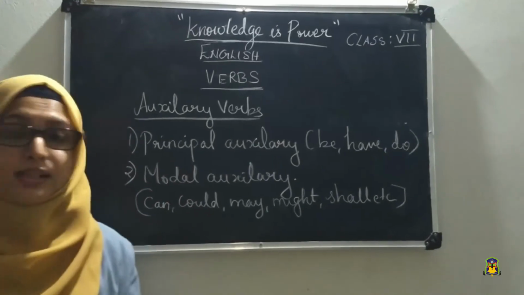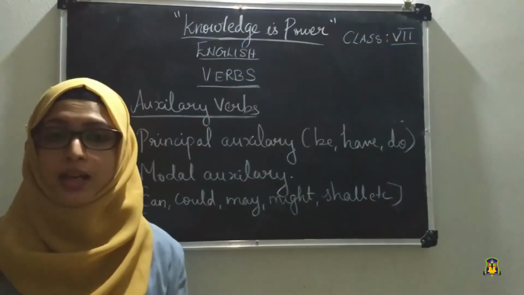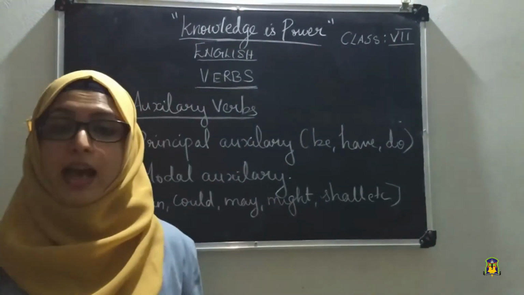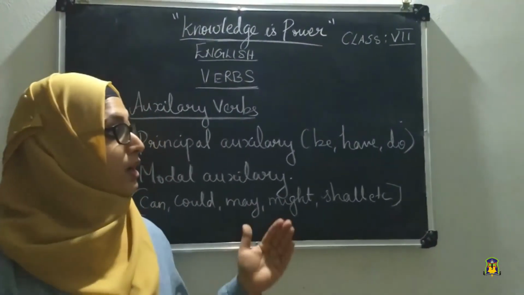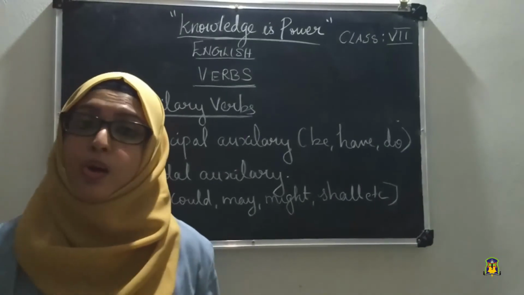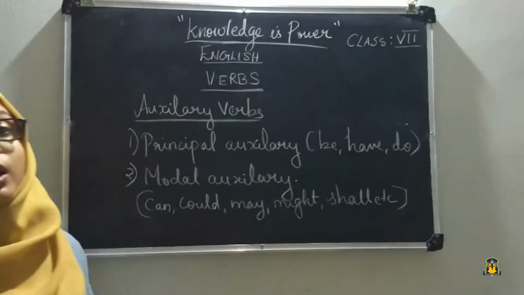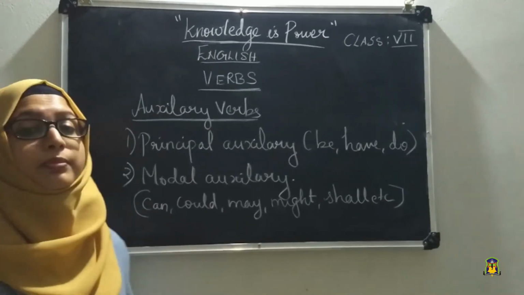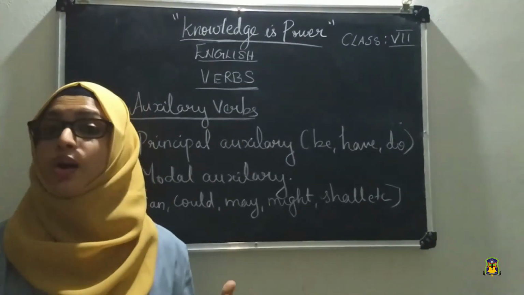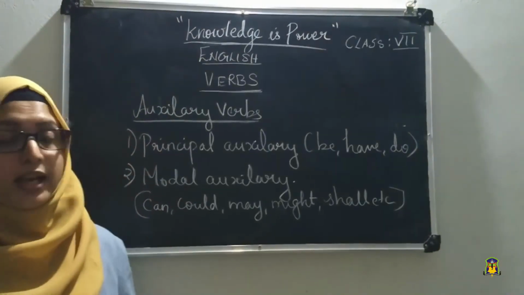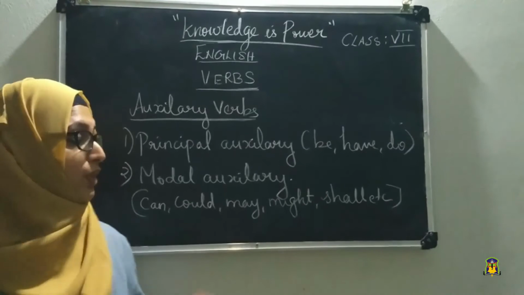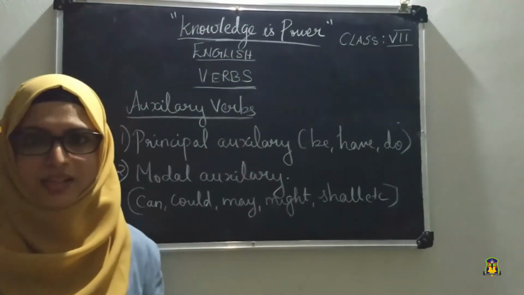Principal auxiliary means be, have, do. That is, are, is, am, or be verbs. Have, we know, have or has. Do, did, does. All this will come under principal auxiliary. Modal auxiliaries are can, could, may, might, shall, should, etc. All are modal auxiliaries, and this shows obligations or permissions. In order to show that, we use modal auxiliary verbs.